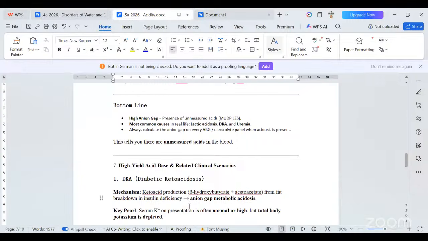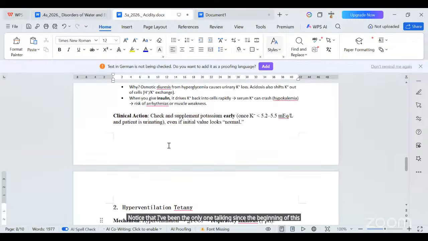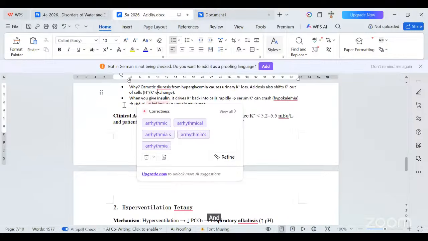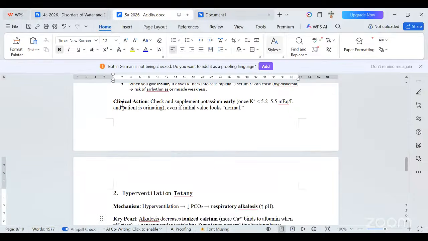I just noticed that I've been the only one talking since the beginning of this class. Are there any questions so far on what we do not get in the course of the lecture? Does anyone have a question? Either you unmute and ask, or you raise your electronic hand. Can we continue? Yes, ma'am. So you understand everything. Me, I will ask my question at the end of the day, trust me.